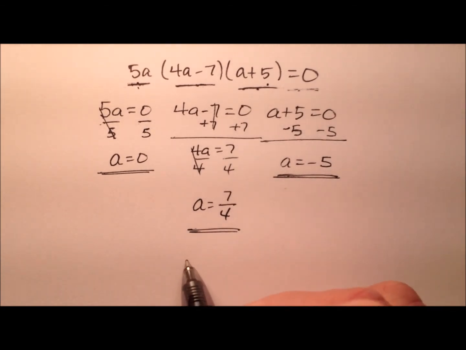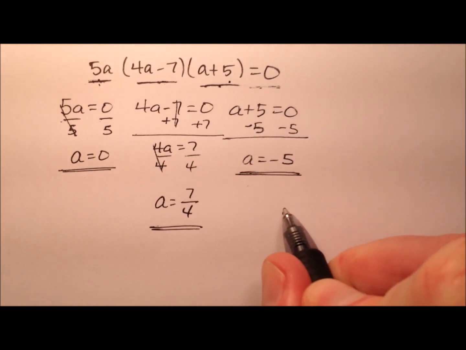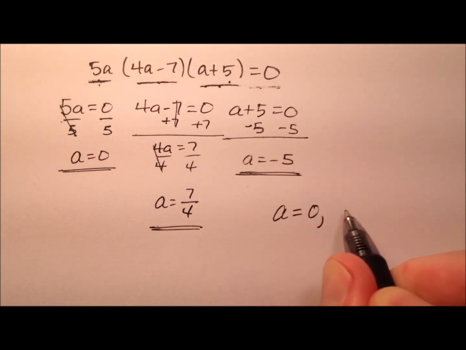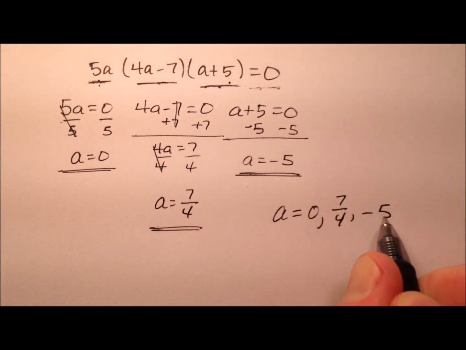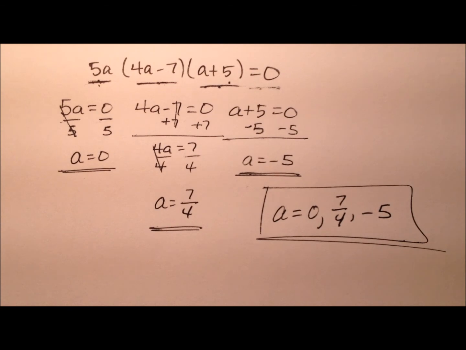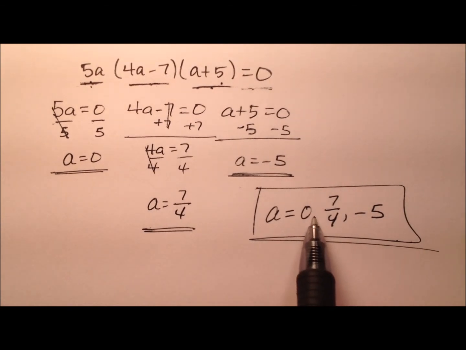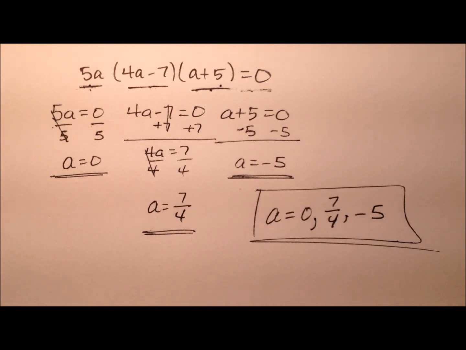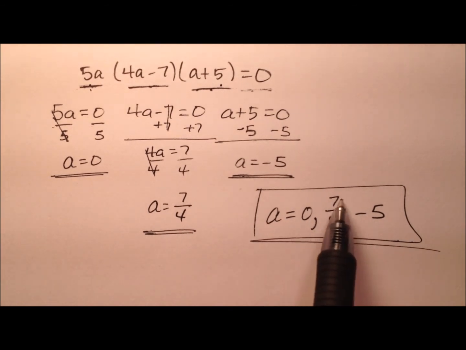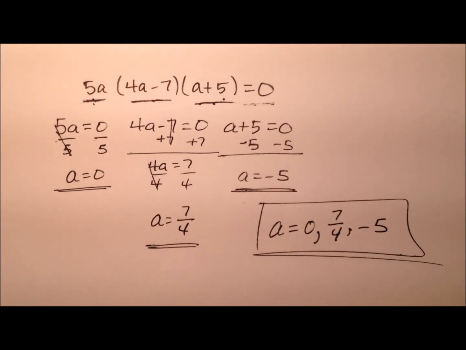So typically what you're going to do then is go ahead and summarize and say a equals 0, 7/4, and -5. And that's how you would write it. You would separate each value by a comma, which kind of means or in math. So a equals 0 or 7/4 or -5.